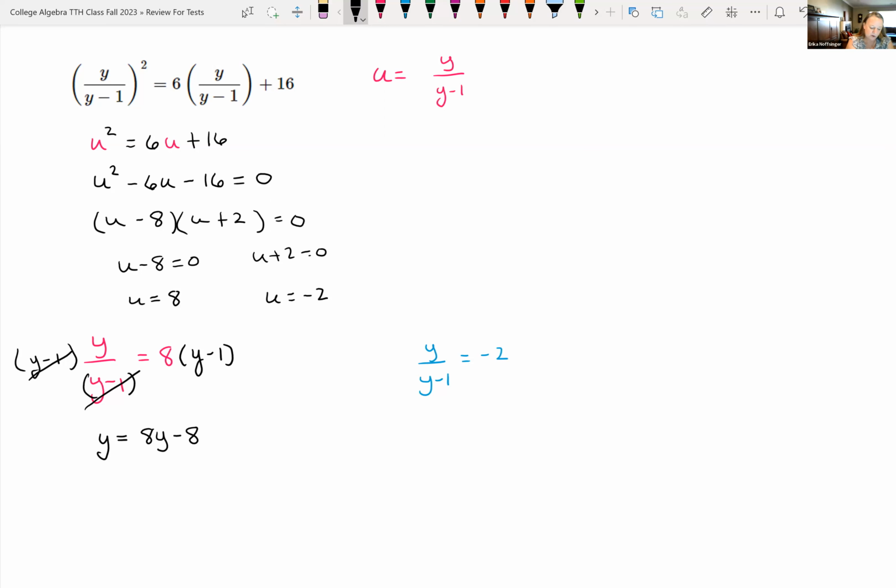So let's isolate y, subtract 8y on both sides. We get -7y equals -8. Divide through by -7, we get y is equal to -8 divided by -7, which is +8/7. Solving the next equation, y all over y minus 1 equals -2. Again, we're going to clear our fraction by multiplying both sides by our denominator, y minus 1.